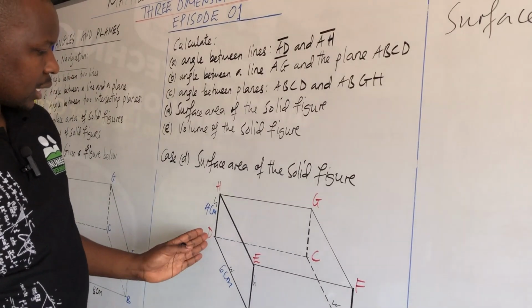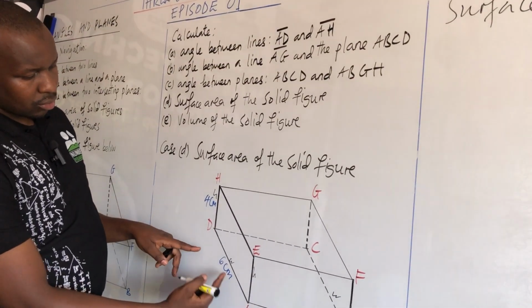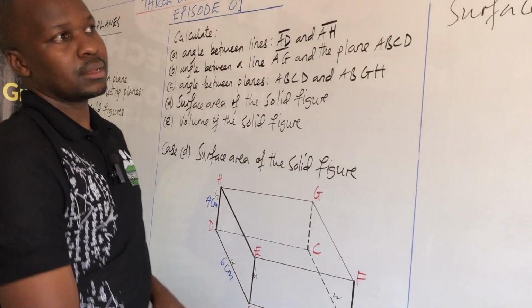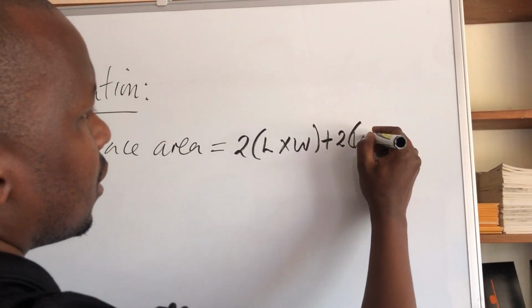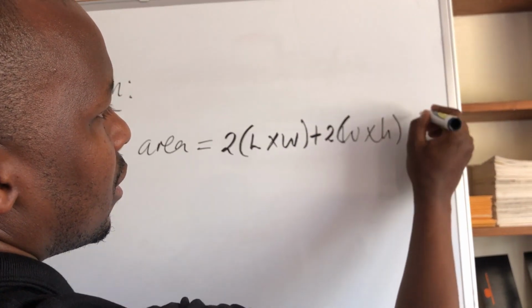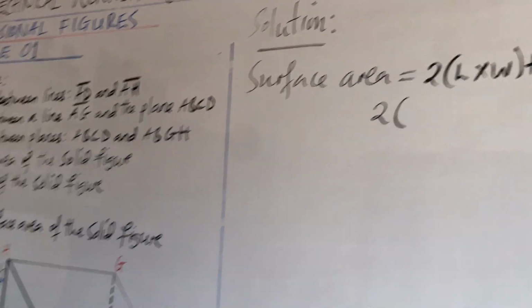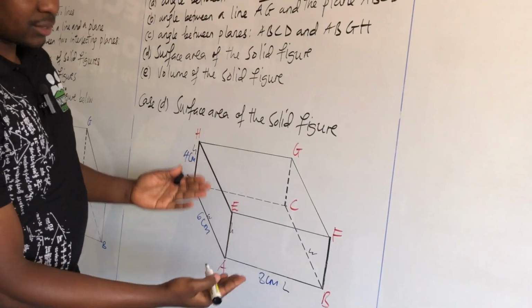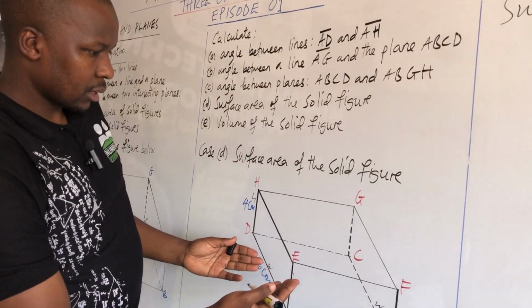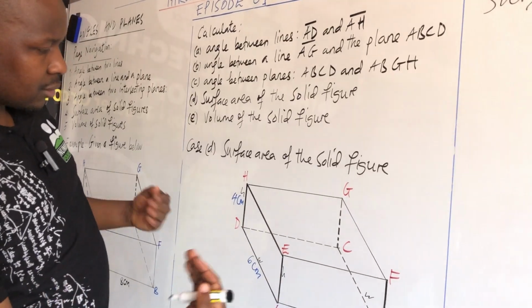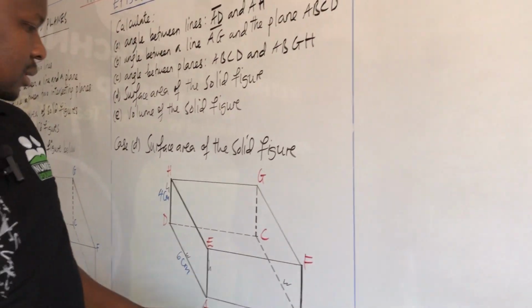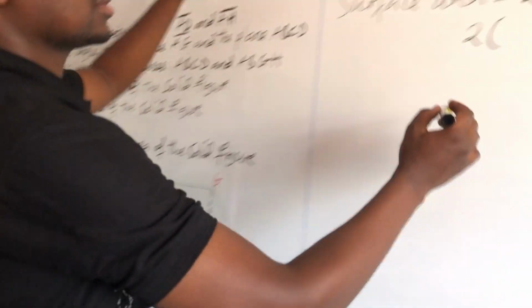So what do we do? We're coming back to the side faces. So we take width times height. Width times height. Now we plus 2. Then now we come to the bases, the front and the back faces. That is length times height.